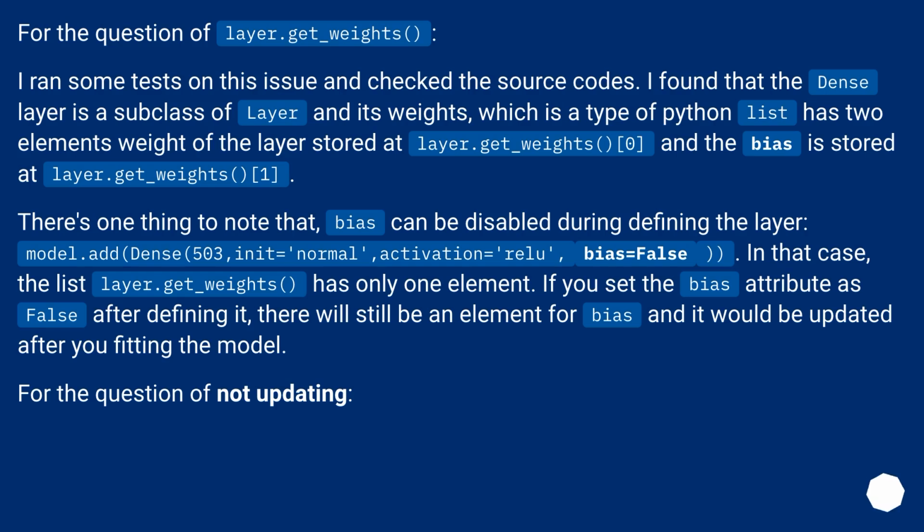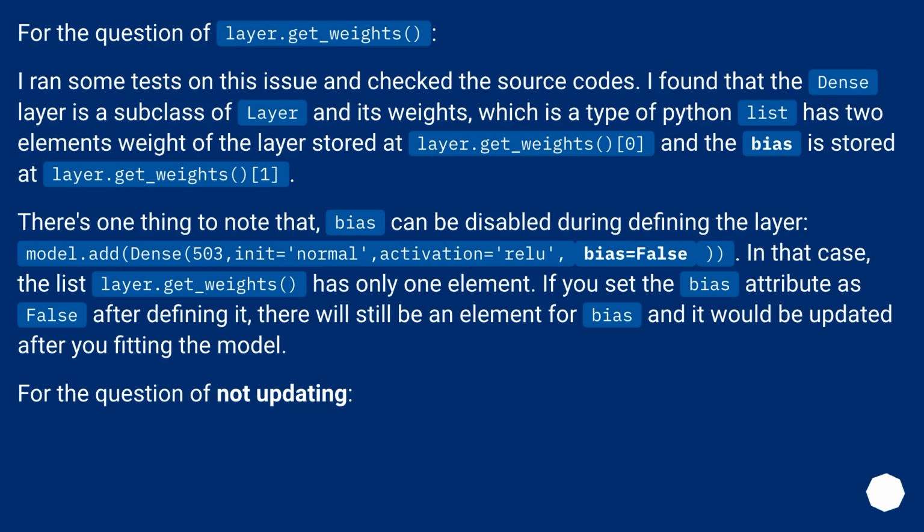model.add(Dense(503, init='normal', activation='relu', bias=False)). In that case, the list layer.get_weights() has only one element. If you set the bias attribute as false after defining it, there will still be an element for bias and it would be updated after you fit the model.